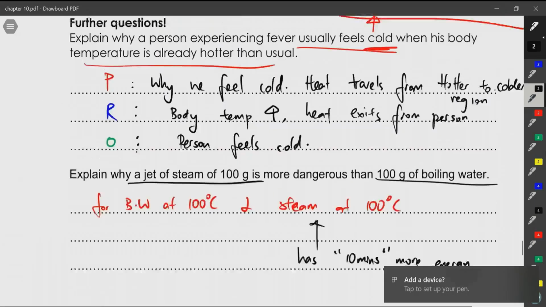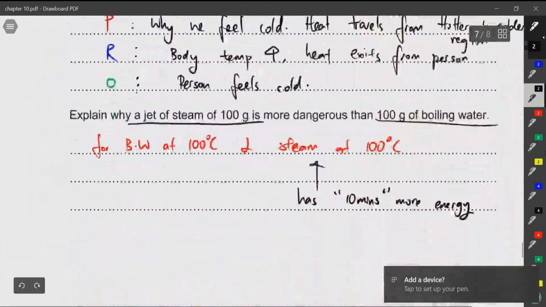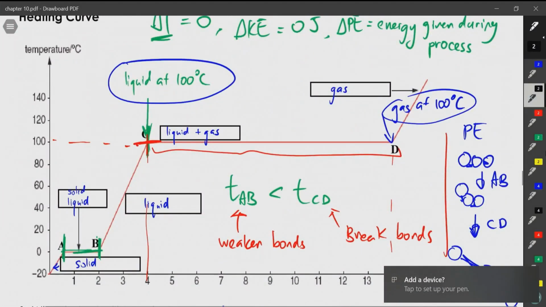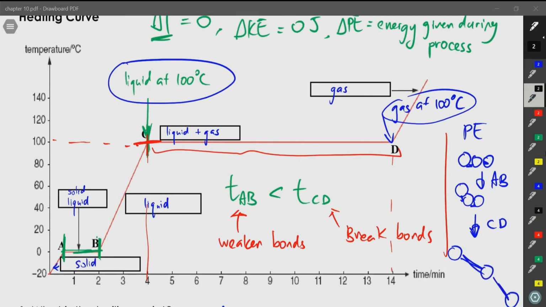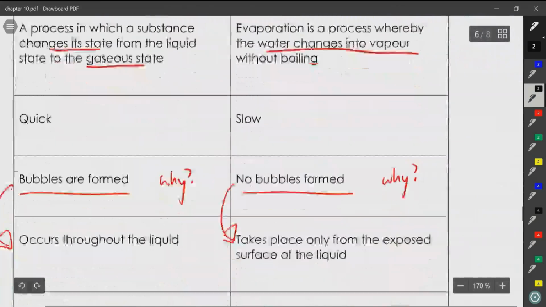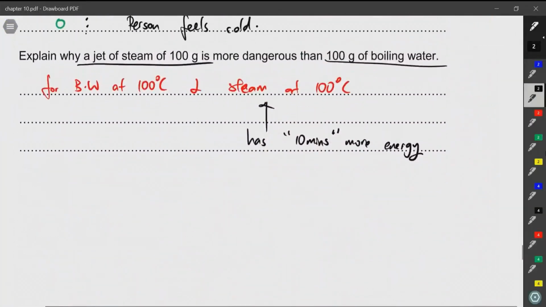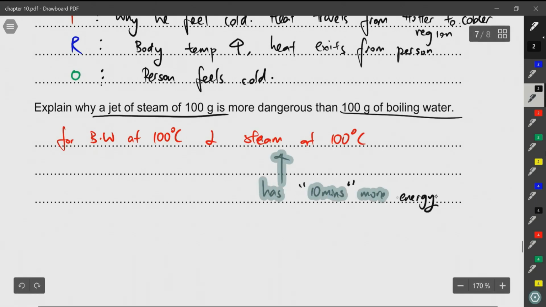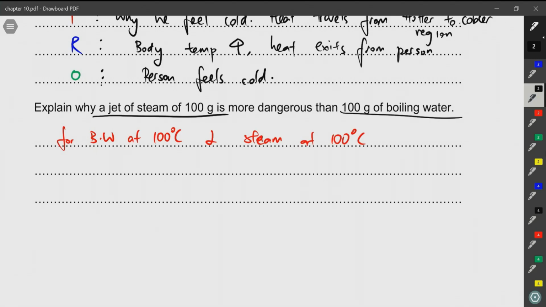I don't want to add a device. Okay, whatever. So it has 10 minutes more energy, right? You look at this, it has gained energy for 10 more minutes than usual. In that 10 minutes it has gained energy, and when you are going to touch the steam, that amount of energy that it has gained is going to be released to you as well. Because of the massive amount of energy that's going to be released to you, it's going to be more dangerous.